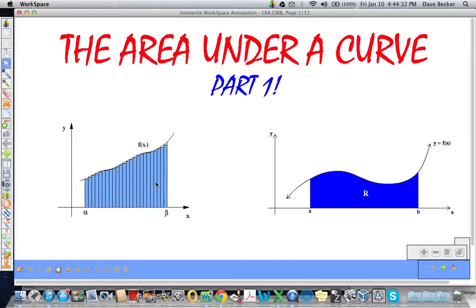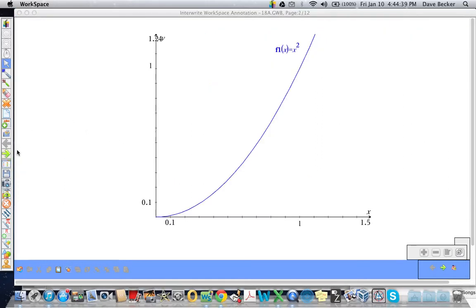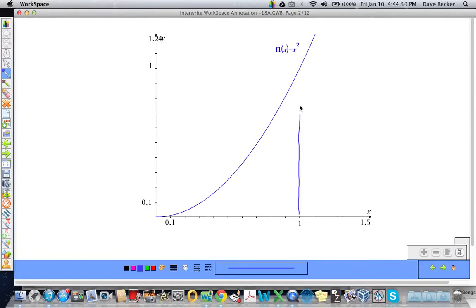We've been talking about this a little bit in class, so you'll recognize the rectangles, and we were discussing the area under the curve of f of x equal to x squared from 0 to 1. So kind of all this in here.